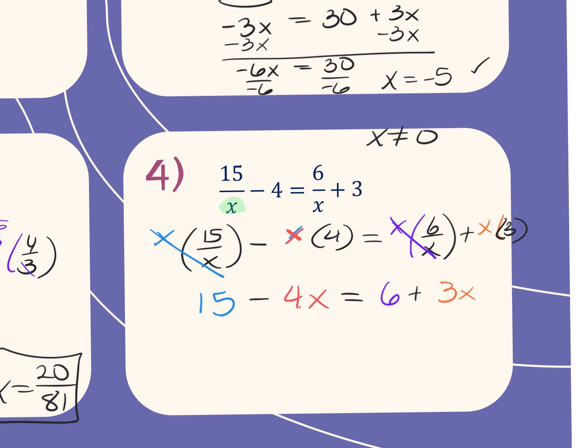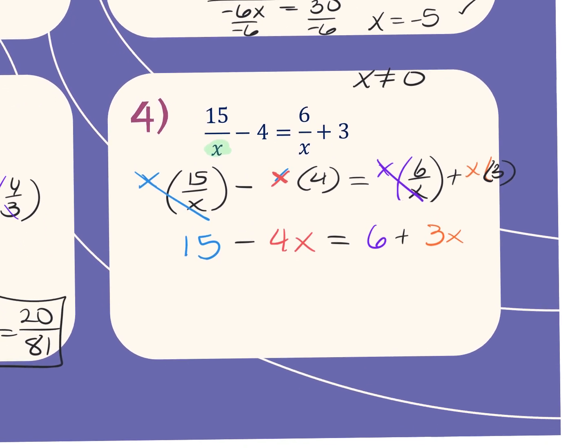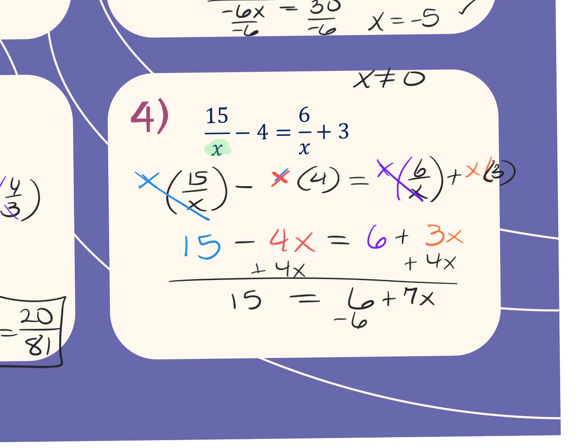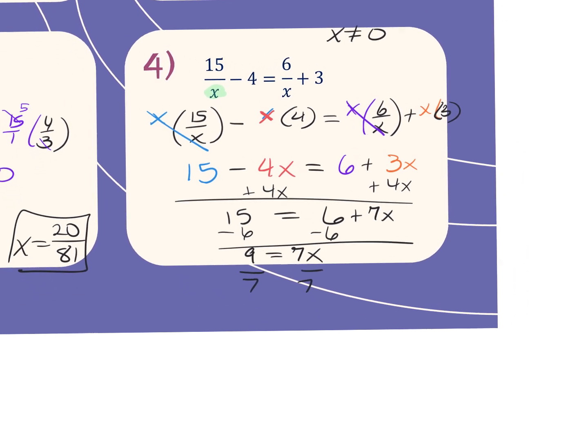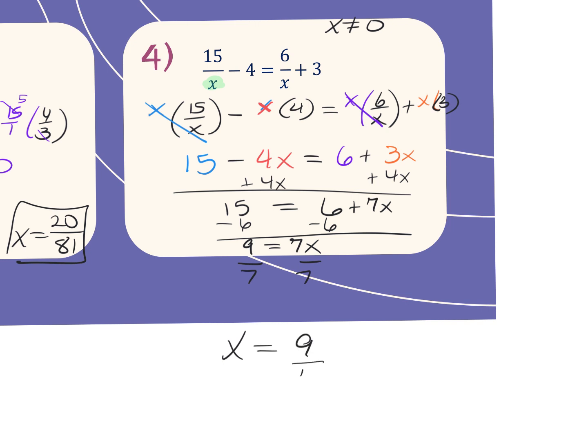Now we have something that looks like the 1.2a, where we have variables and numbers on both sides. So I need to work to get my variables together. It doesn't matter what you move first. Instead of moving my variables to the left, I'm going to add the 4x to the right side. It doesn't really matter. And then next I'll move the 6, and then I get 9 is equal to 7x. Now I've got to divide both sides by 7, and my final answer here is x is equal to 9 over 7.